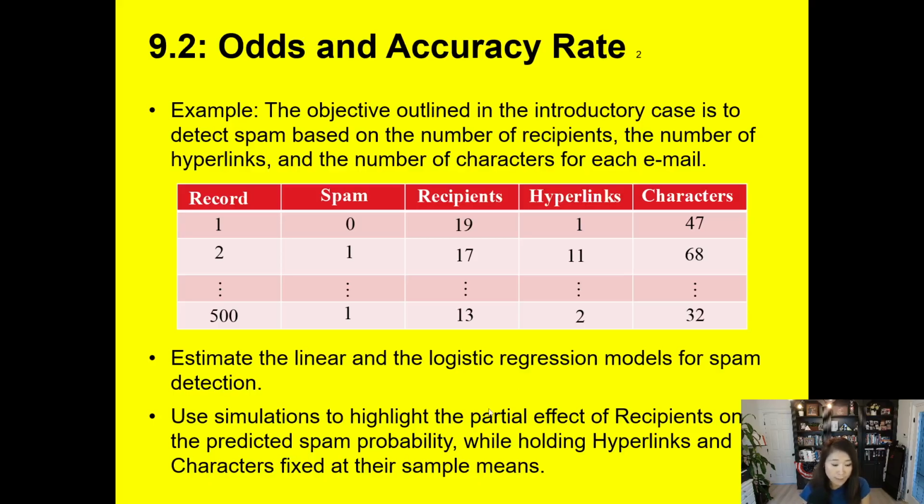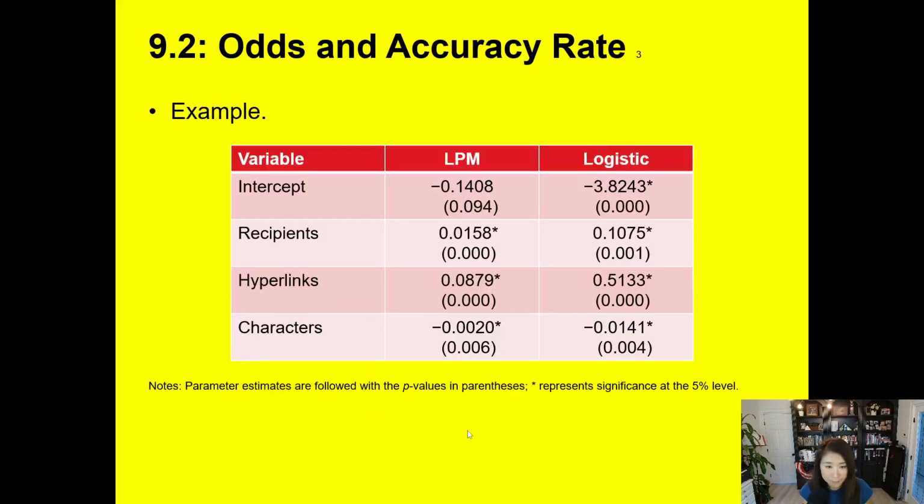And then the second is to use simulation to highlight the partial effect of the recipients on the predicted spam probability while holding the hyperlinks and the characters fixed at their spam means. So there are two ways to interpret the partial effect of a specific variable, such as the number of recipients or the hyperlinks: one is using a graph. After introducing the graph, we're going to talk about the odds.